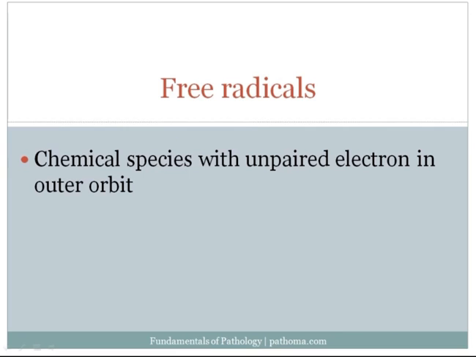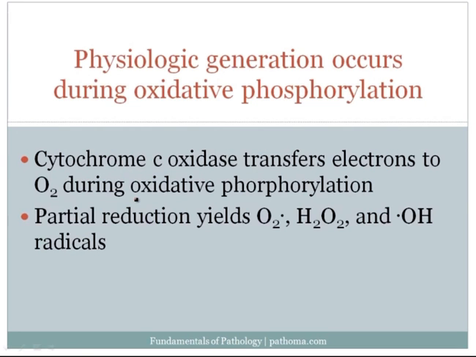A free radical is a chemical species with an unpaired electron in the outer orbit. And it's this unpaired electron that has the ability to induce damage within the cell. Now, it's important to recognize that free radicals are actually generated physiologically and pathologically. So what do we mean by physiologically? Well, physiologic generation of free radicals occurs during oxidative phosphorylation, and of course this is part of the normal physiology of a human being, so that's why we use the term physiologic.